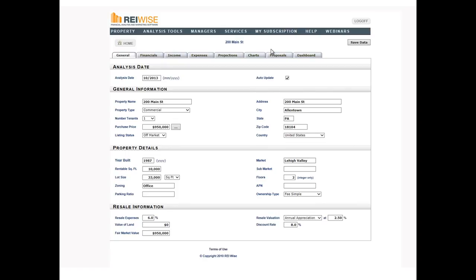That's what you're seeing at the top of the screen. They have changed the name to RealNex. But if you go to reiwise.com, RealNex will actually come up. It's an unbelievable deal. Everybody, every place else is paying $540 for it.